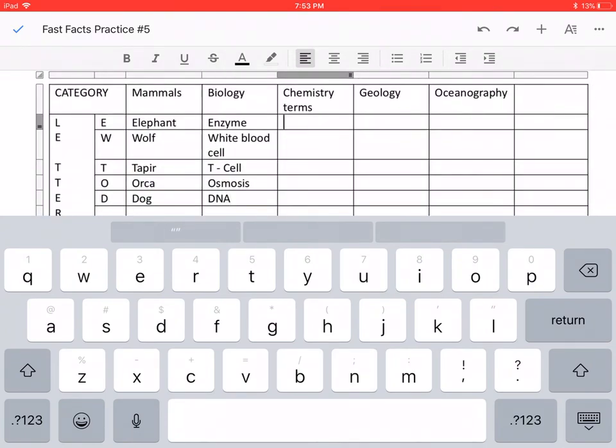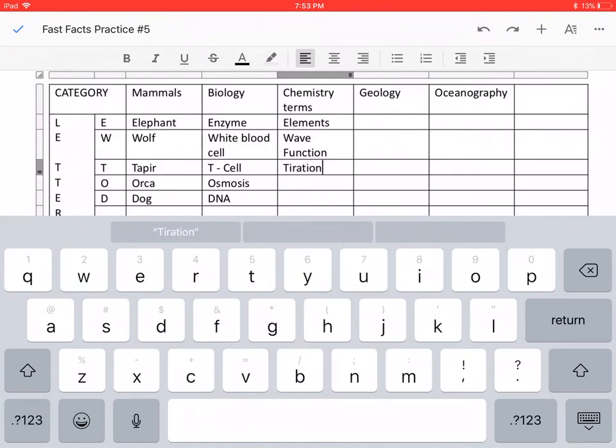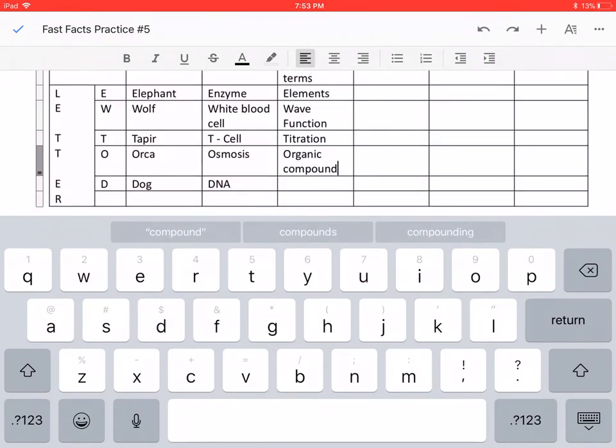Then for chemistry terms, for E, we have elements. For W, wave function. For T, titration. For O, organic compound. And for D, density.